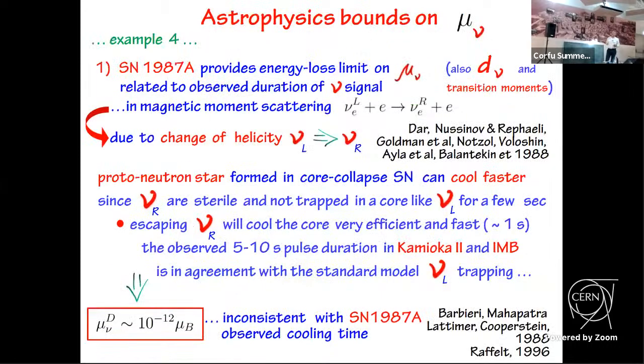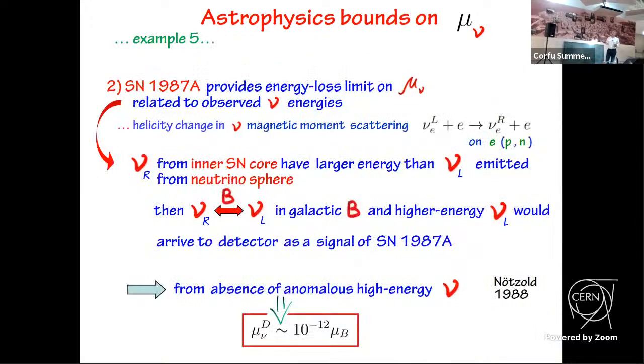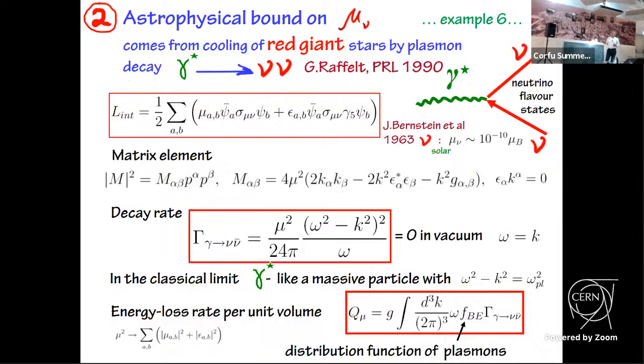So there are astrophysical bounds based on this effect of appearance of right-handed neutrinos from supernovas related to the observed duration of the neutrino signal. The bound is of the order of 10 to minus 12 Bohr magnetons. Again, from supernovas related to observed neutrino energies, the same bound, 10 to minus 12 Bohr magnetons.